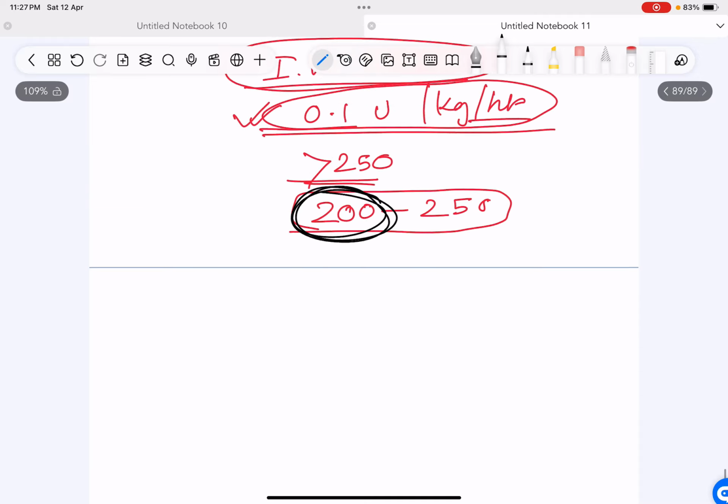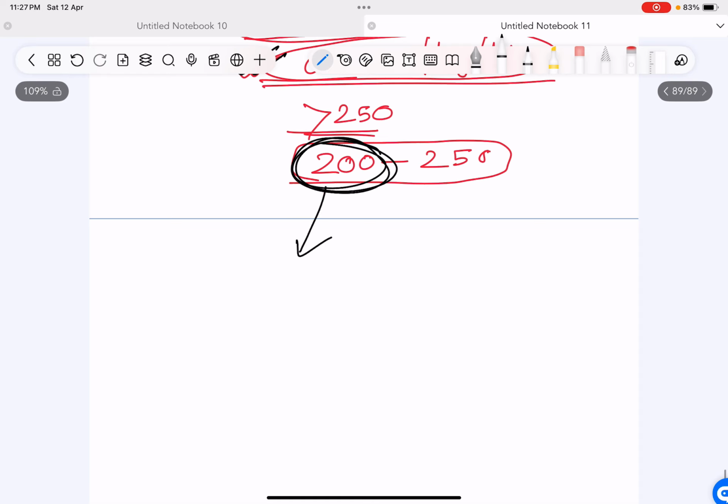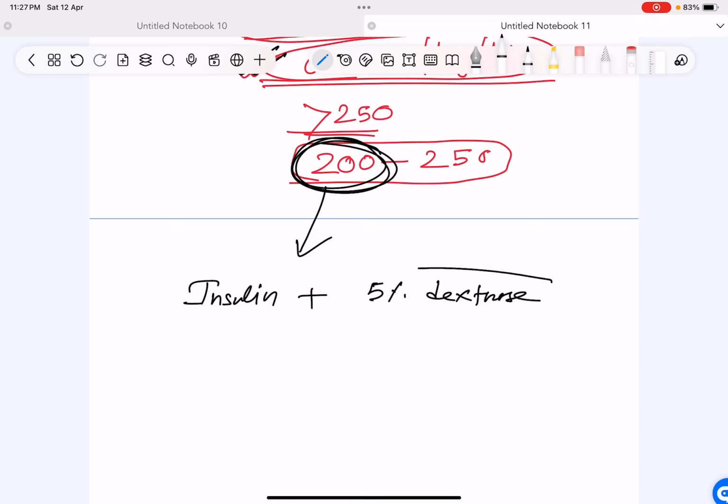Sorry, you don't reduce the infusion rate, you continue with this infusion rate, 0.1 unit per kg per hour. But once it becomes 200, along with insulin you also start to give 5% dextrose. 5% dextrose you should also give in the IV fluid.